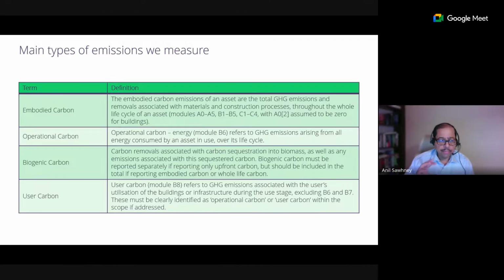The last major type of emissions that we are going to worry about is user carbon. Okay, user carbon refers to all GHG emissions, again measured in CO2 equivalent, associated with the user's utilization of the buildings or infrastructure during its use stage. Okay. So, user carbon, imagine you guys came to this building for this meeting. Whatever emissions you caused while coming to the building that you are in are called user carbon.